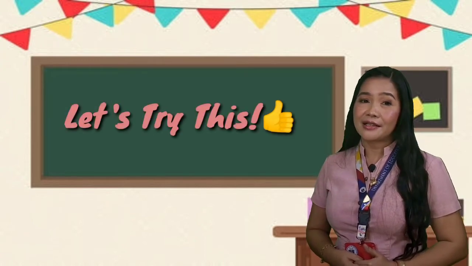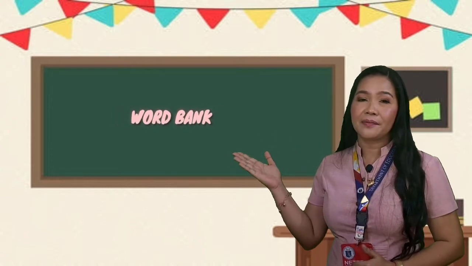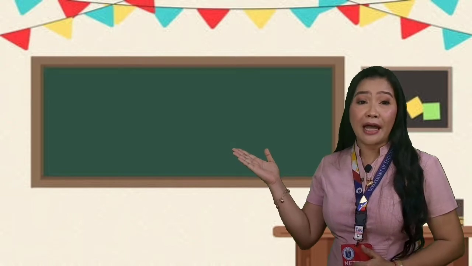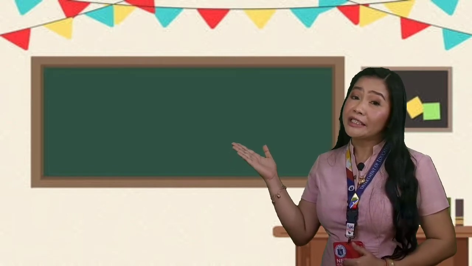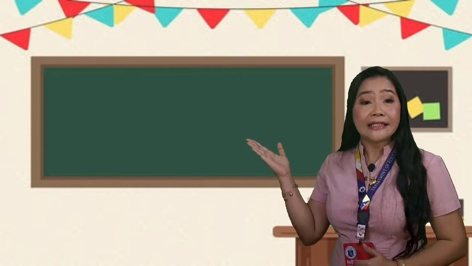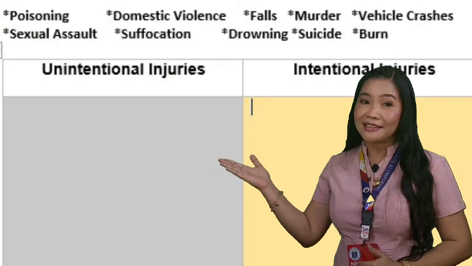Let's try this. The activity is word bank. Instruction: choose the word from the word bank below and try to identify whether it is an intentional or unintentional injury. Write your answer in the box provided.